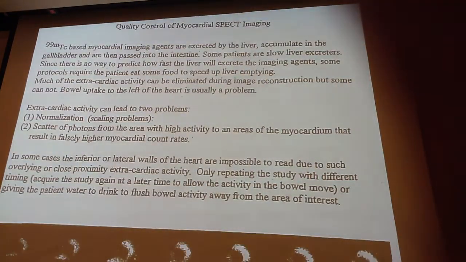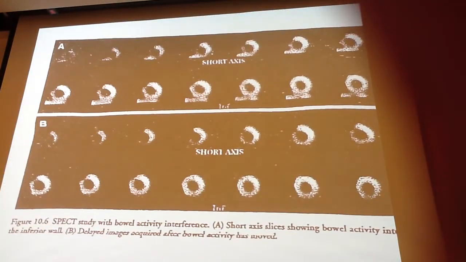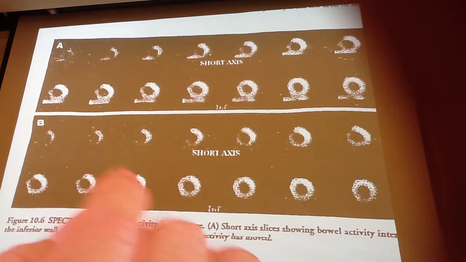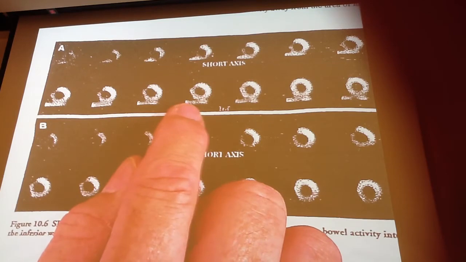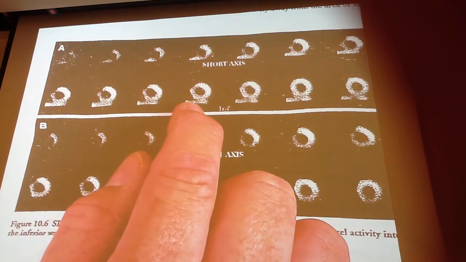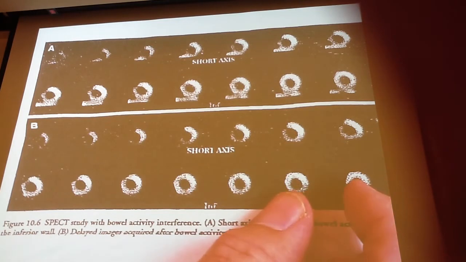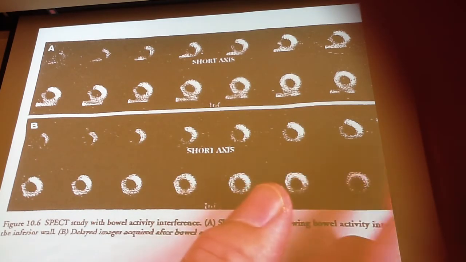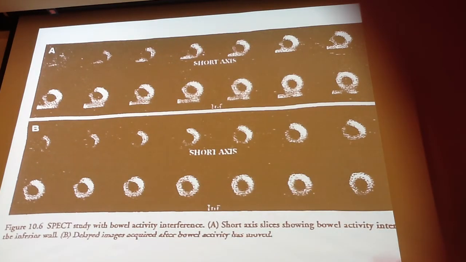And then the extracardiac activity we already talked about. Okay. But like I said, when a computer is normalizing something, it's going to search out the highest activity. And if the highest activity happens to be here in the intestines, then you're going to have some interesting images. Okay? This is in the handout that I gave you for SPECT quality control. Okay, we already talked about that. Okay.